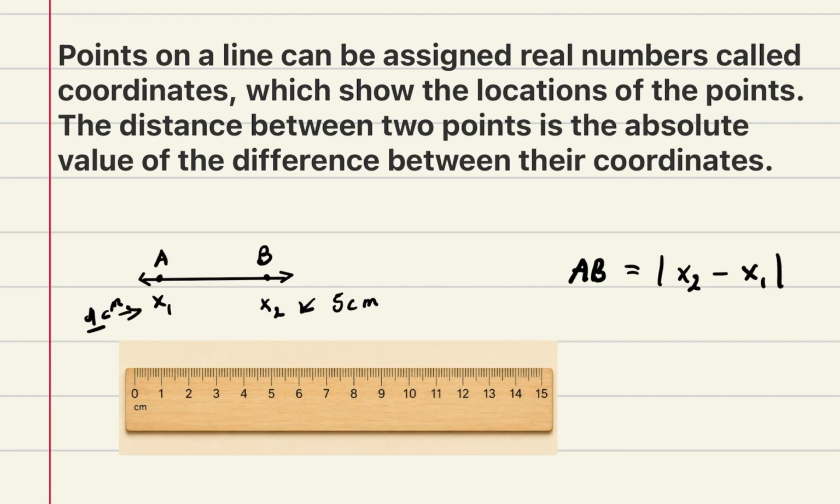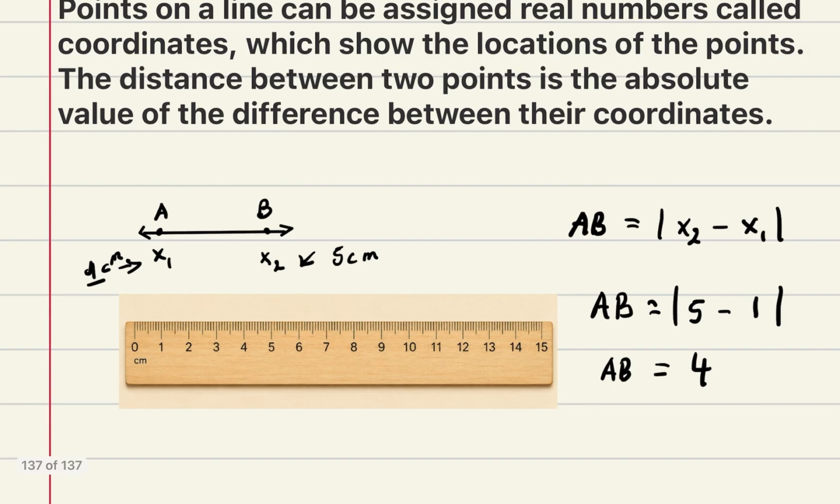Okay, so let's go to our equation. AB is equal to 5 minus 1. So AB is equal to 4. Now remember, absolute value turns anything into a positive number.